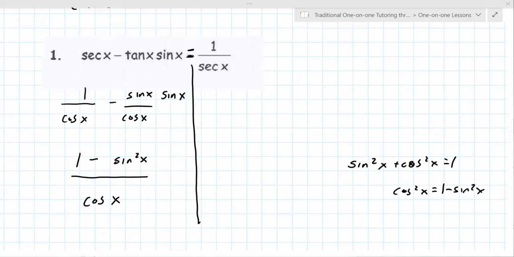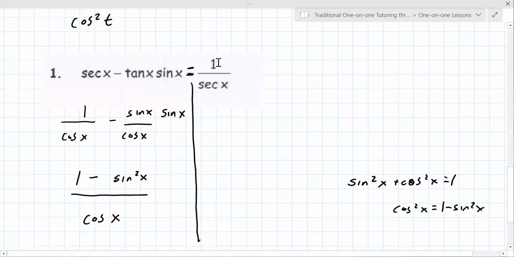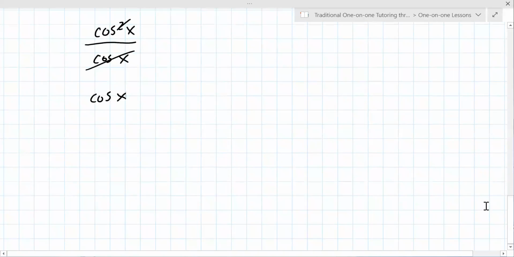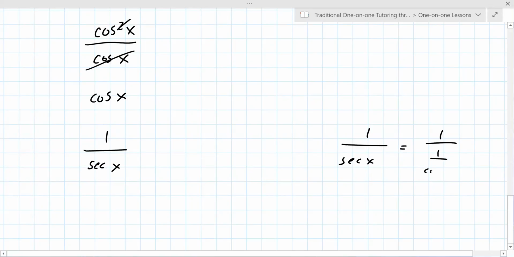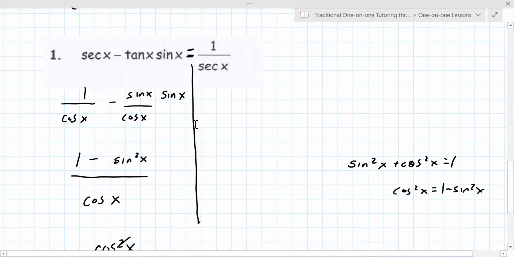So this numerator, sorry, I went past it. This numerator is cosine squared x over cosine x. And then one of those cancels with the other, so you're left with just cosine x. But that's not the answer. This one wants 1 over secant x. Well, how do you do that? You need to know your reciprocal identities. This is 1 over secant x. And if I come off to the right here, 1 over secant x is 1 over 1 over cosine x, which is cosine x.